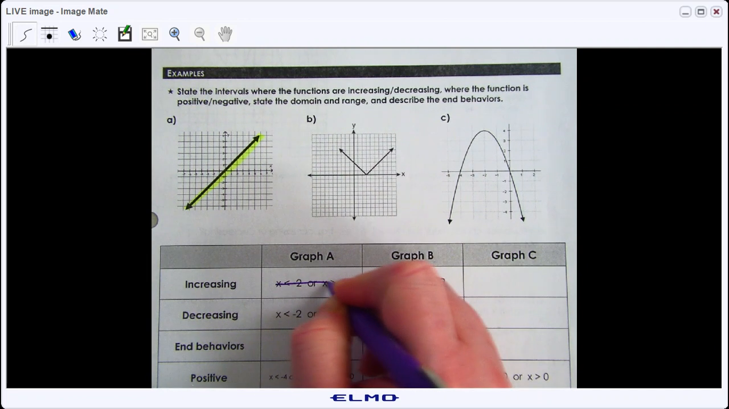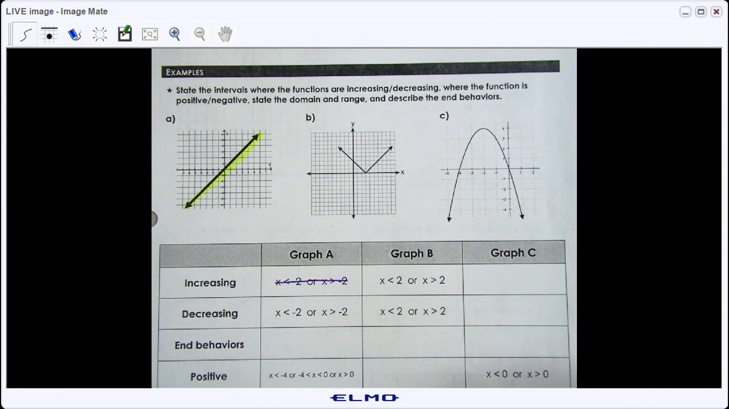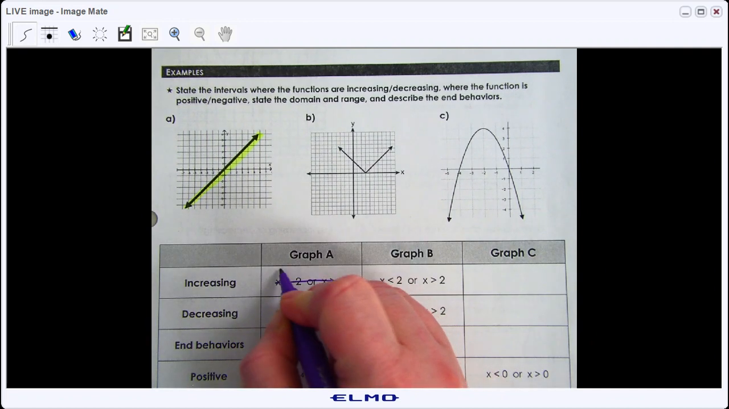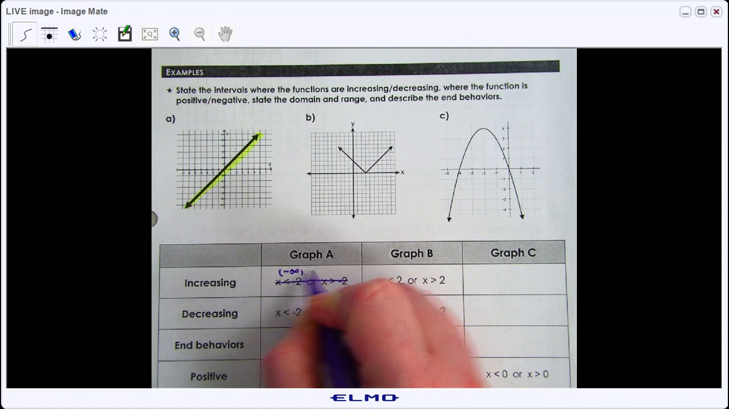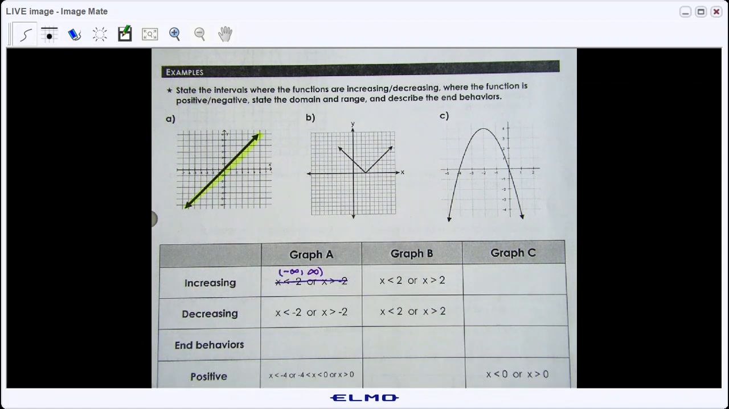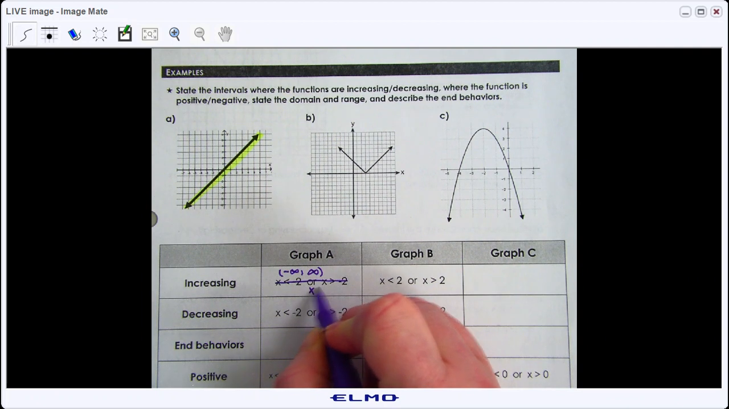So my options down here, I'm just going to go ahead and cross these off. This is always increasing. So we can either say negative infinity to positive infinity, which is our interval notation, or x is an element of the reals.